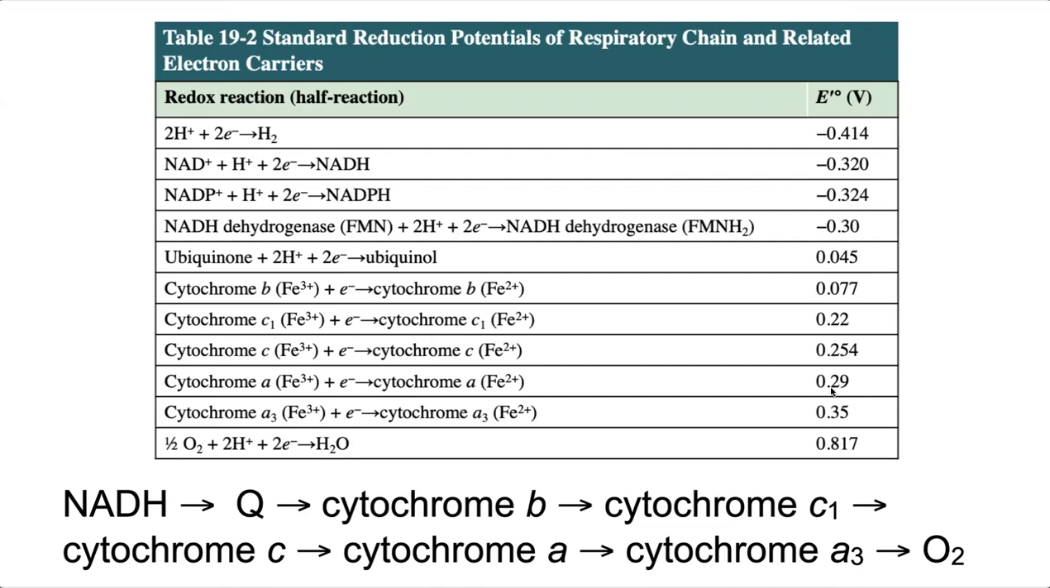There's a high reduction potential. So we can see oxygen really wants those electrons, whereas the hydrogen, not so much. It has a low reduction potential. And so if you were to pass electrons from the hydrogen to the oxygen, boom, you get energy.